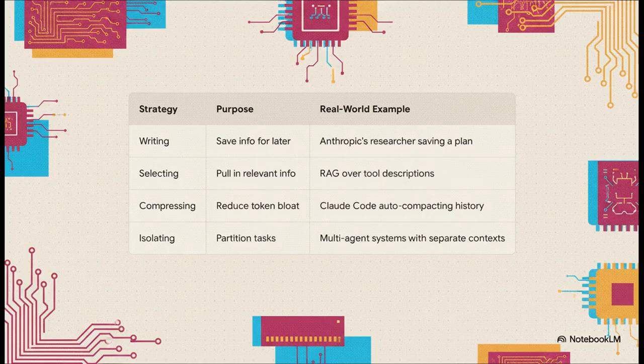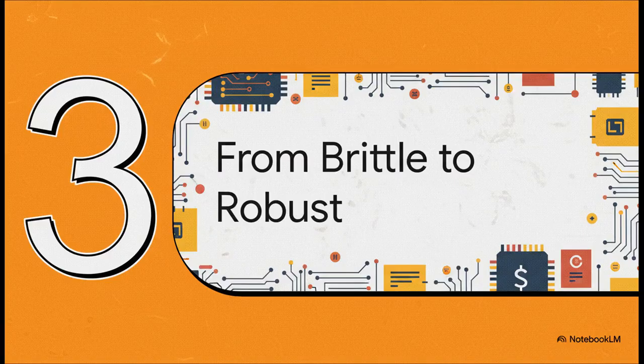So, let's do a quick recap. Think of this as your cheat sheet. We've got writing, which is like saving to a hard drive for later. Selecting is loading just the right files into RAM. Compressing is like zipping those files to save precious space. And isolating is like running multiple programs at once so you can expand your total capacity. Mastering these 4 strategies, really getting them down, is how you transform an agent from a brittle prototype that breaks if you look at it funny into a truly robust, production-ready system.